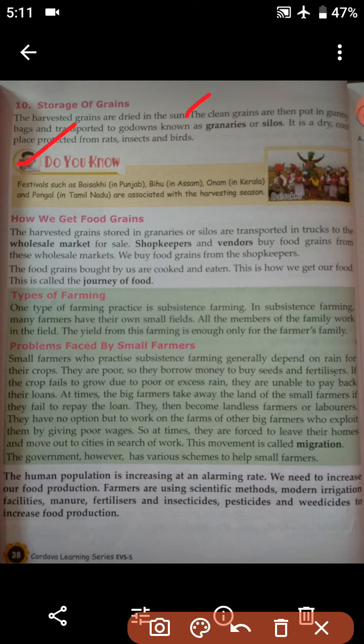So you see, do you know, festivals such as Baisakhi in Punjab, Bihu in Assam, Onam in Kerala and Pongal in Tamil Nadu are associated with the harvesting season. So students, all these festivals like Baisakhi, Bihu, Onam and Pongal are celebrated in the harvesting season. Okay. So with this we complete today's part.